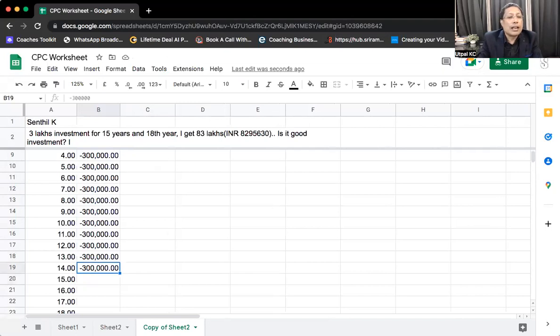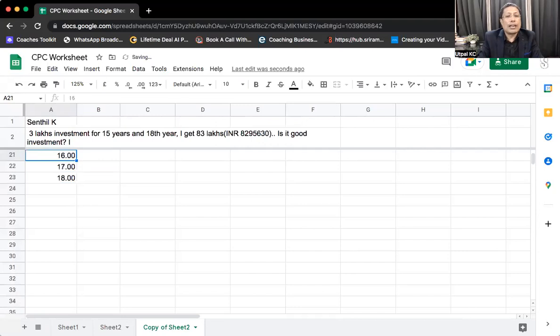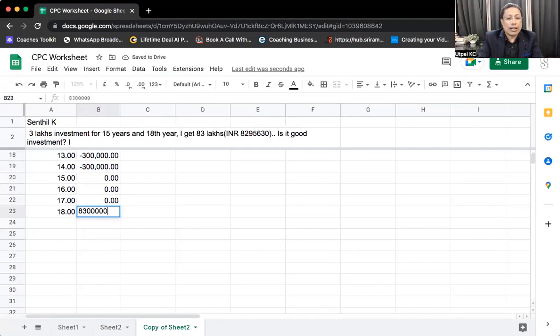15 years of investment, then 16, 17, 18 year. In the 18th year, I'm deleting everything else, so in the 18th year you get 83 lakhs. So here you are getting 0, 0, 0, and then you are getting 83 lakhs. Correct?